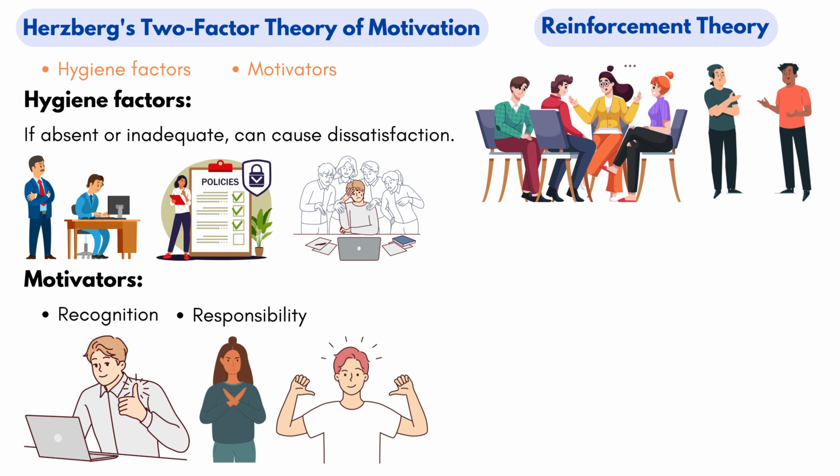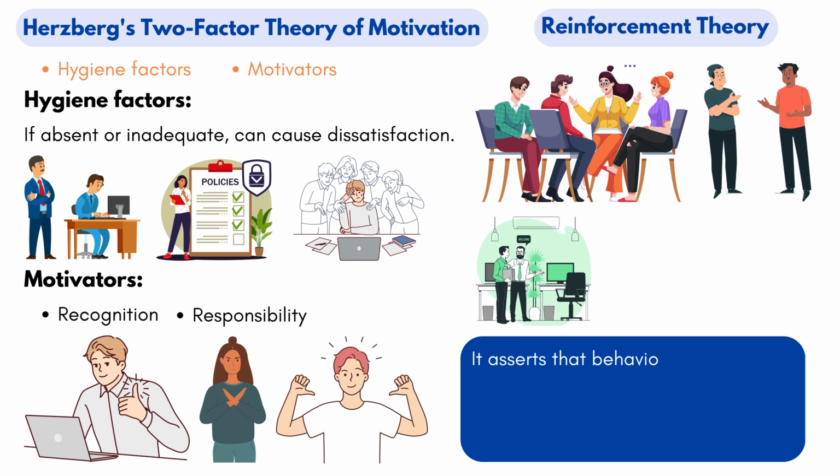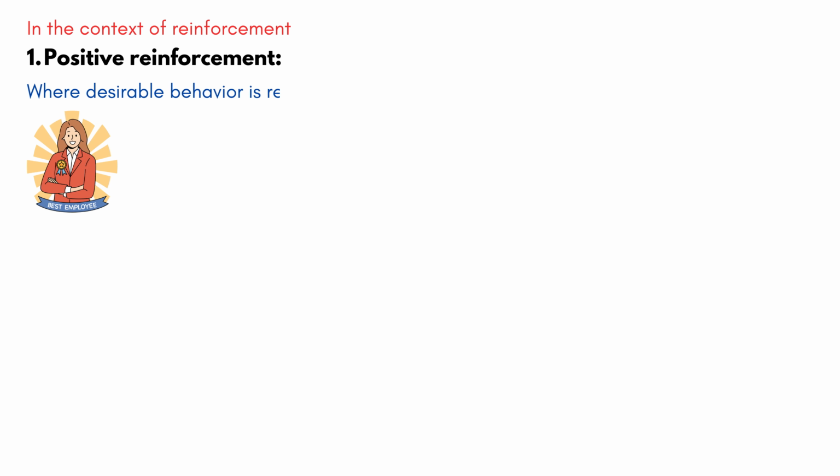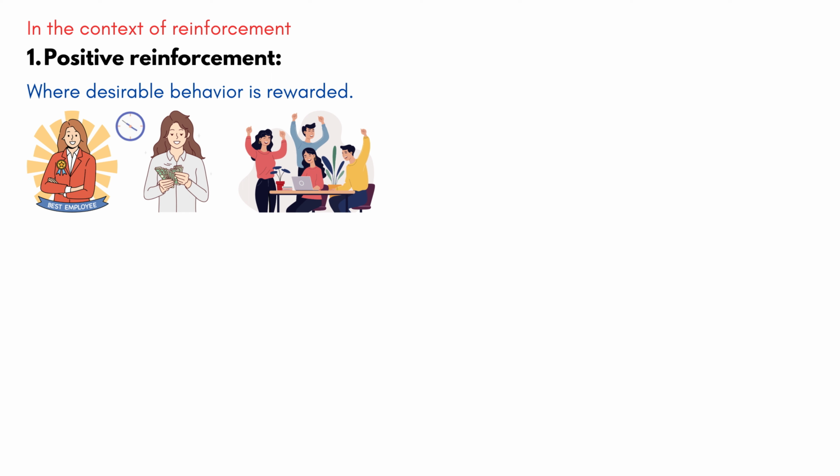Complementing these content theories is the reinforcement theory, which is grounded in behaviorism and suggests that behavior is a function of its consequences. It asserts that behavior followed by pleasant consequences is likely to be repeated, while behavior followed by unpleasant consequences is not. In the context of reinforcement, there are various types, including: 1. Positive reinforcement, where desirable behavior is rewarded, like when a manager gives bonuses to employees for working long hours, thereby encouraging that behavior to continue.